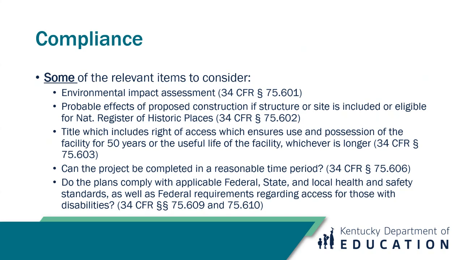Thank you. So these are just some of the items to consider, and you can read more about these in the documentation that I'll list at the end. The environmental impact assessment. And some of these will never apply to you all, and some might, but these are just more to be aware of. The probable effects of proposed construction, if it's eligible for the National Register of Historic Places, ensuring the possession of facility for 50 years or the useful life of the facility. Can it be completed in a reasonable time period? And does it comply with all the disability acts, federal, state, and local health and safety standards, et cetera? Pretty routine stuff. Oksana, you can go to the next one, please.